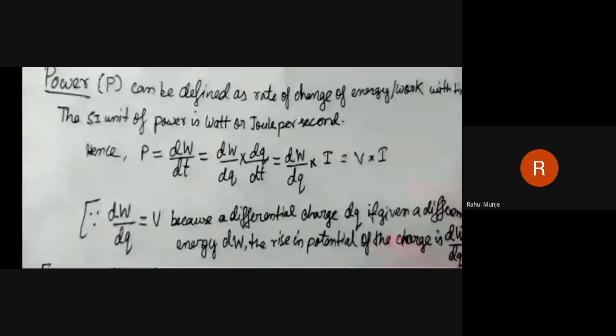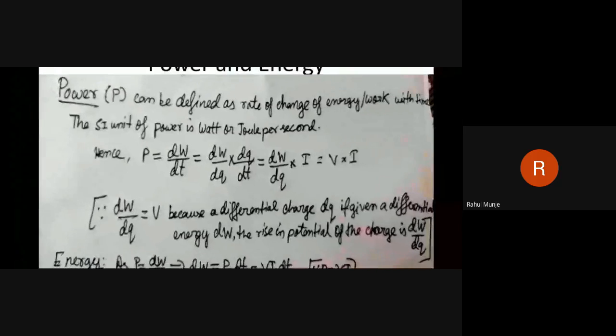We wrote dW by dt as dW by dQ and dQ by dt. We just broke up the dW by dt into dW by dQ multiplied by dQ by dt. Now dW by dQ becomes V and dQ by dt, charge by time, becomes current. So basically power is equal to voltage into current. Hope it is clear for you all.